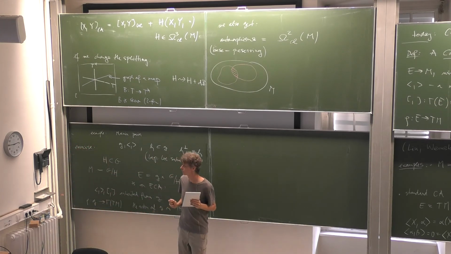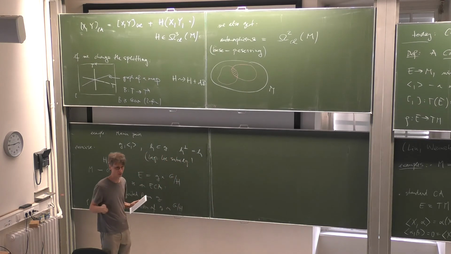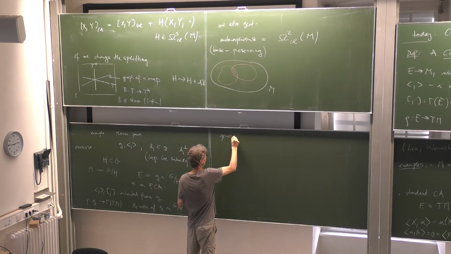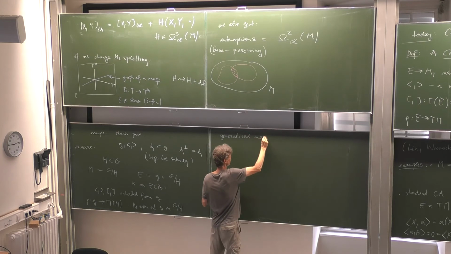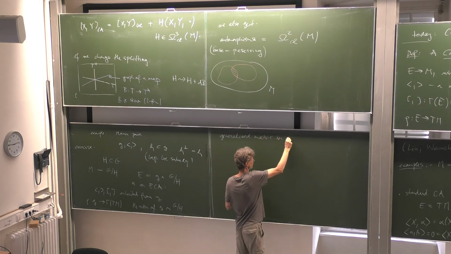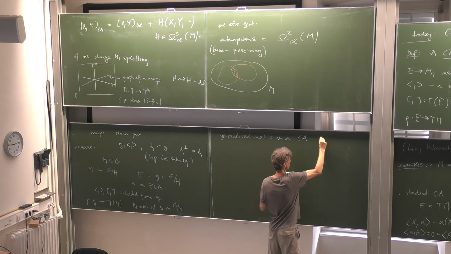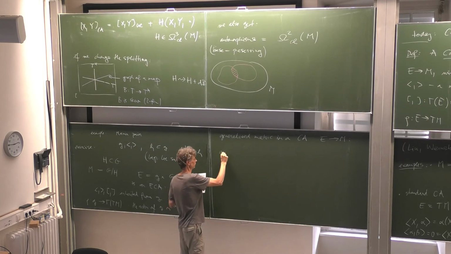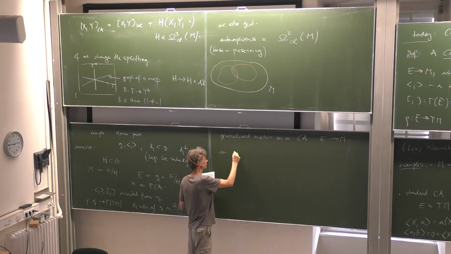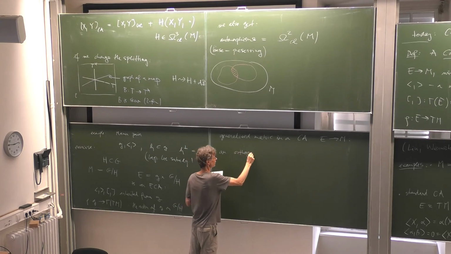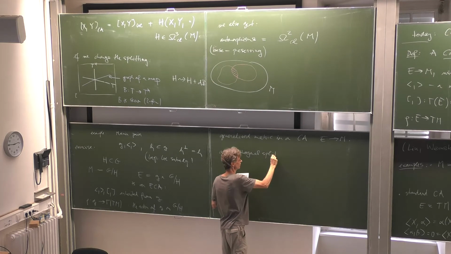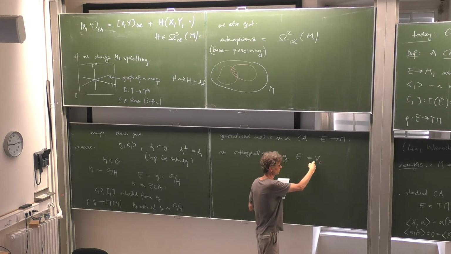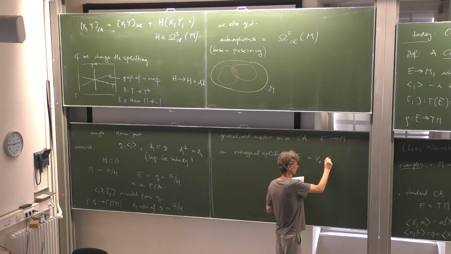Very good. So that was maybe enough in general about Courant algebroids. Now, what is a generalized metric? A generalized metric in a Courant algebroid E is by definition simply an orthogonal splitting of our vector bundle into two vector subbundles. One is called V plus and the other one V minus.